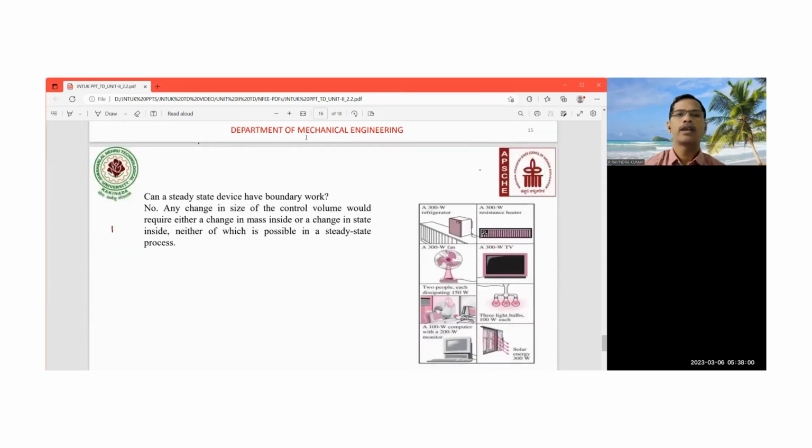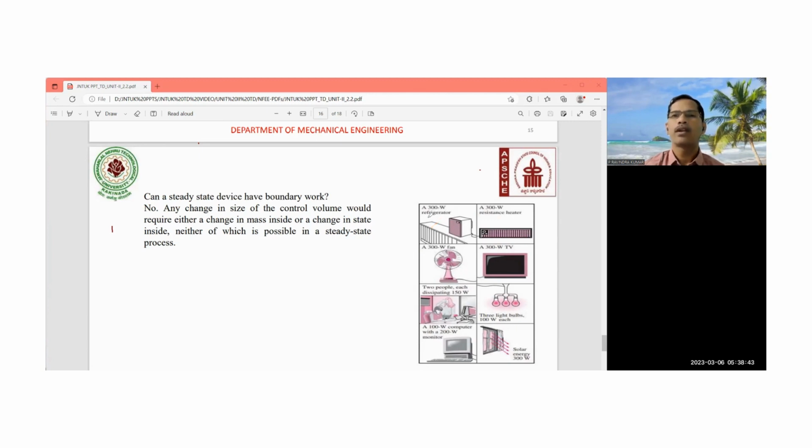The next one is, can a steady state device have boundary work? The answer is no. Why? Steady state means control volume technique. Any change in the size of a control volume would require neither a change in mass inside nor a change in state inside, and neither of these is possible in a steady state process. So that's why a steady state device has no boundary work. There are some practical examples you can observe from this particular slide.